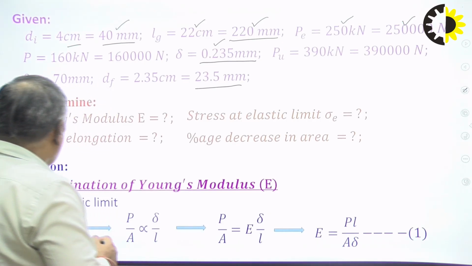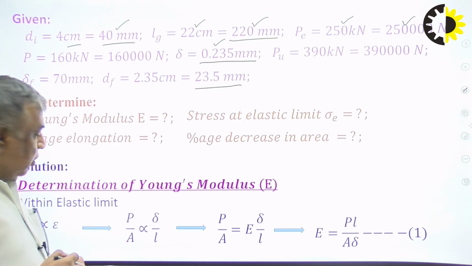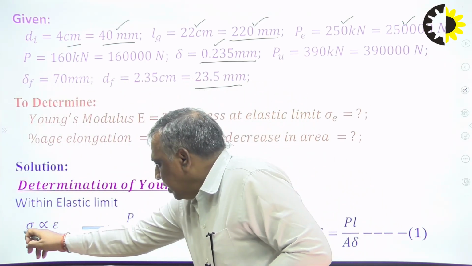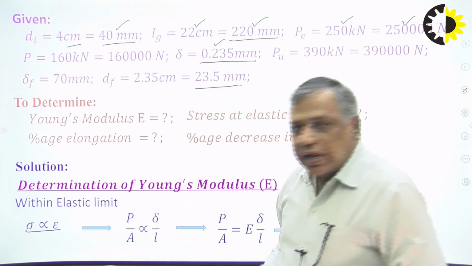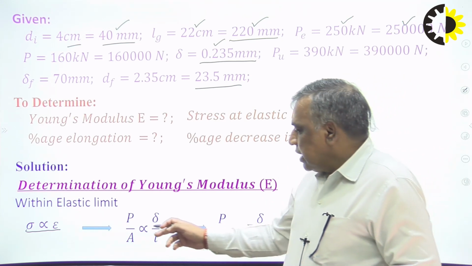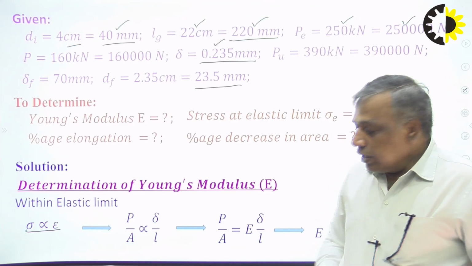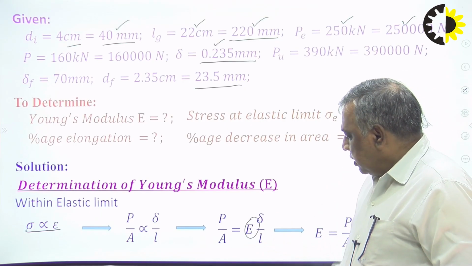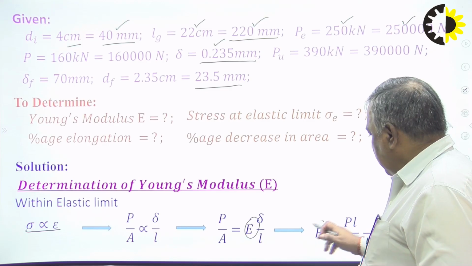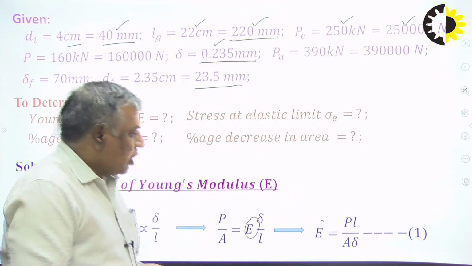So Young's modulus E, we need to find out, stress at elastic limit sigma E, percentage elongation, percentage decrease in area. So the first step is to determine the Young's modulus E. Within the elastic limit, Hooke's law is valid. Hooke's law is valid, which means sigma is directly proportional to epsilon, and sigma is load upon area. So load upon area is directly proportional to delta upon L. It will come P upon A is equal to E into delta upon L. This E is the proportionality constant and is known as Young's modulus or modulus of elasticity. Here, E from this formula is PL upon A into delta. This is the expression we have derived.